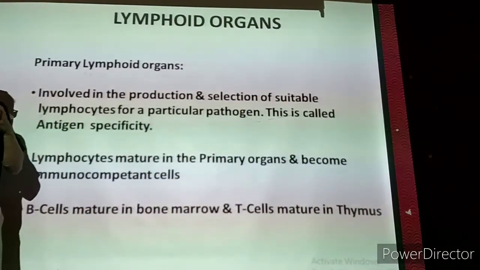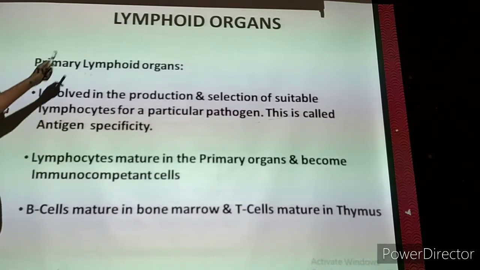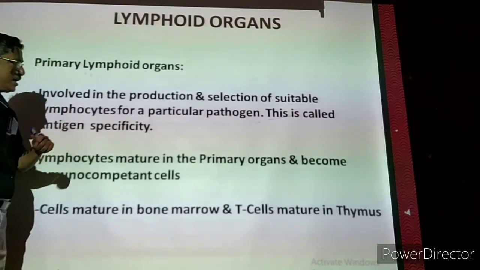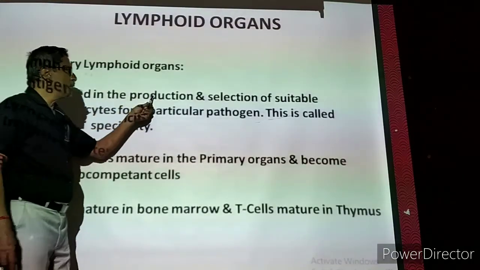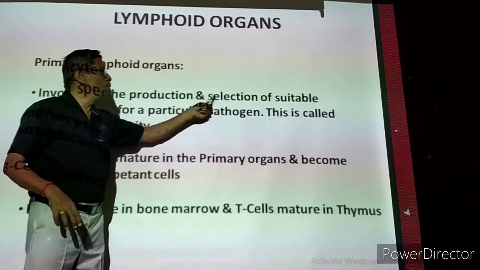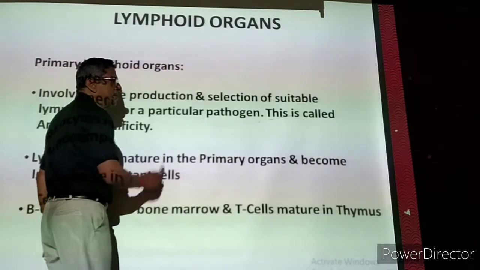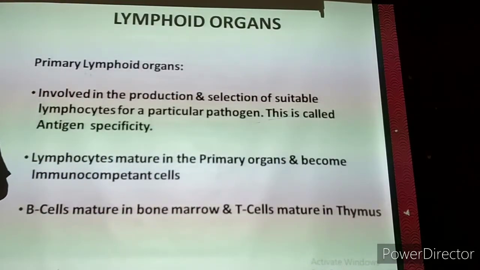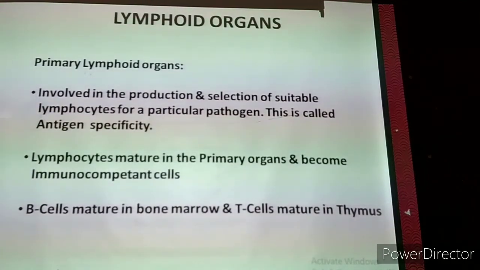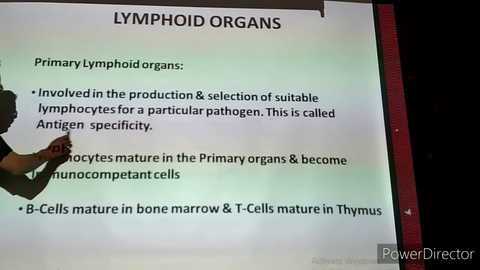For example, a typhoid causing bacteria enters into the body. Immediately, the primary lymphoid organs will induce lymphocyte production. That is called production, and among the group, those which are very, very strong, that is called selection of suitable lymphocytes for a particular pathogen. This is called antigen specificity. That means the leukocytes which are produced are meant only for that particular type of microorganism, that is, the typhoid causing bacteria. That is called antigen specificity. Antigen means foreign cells, foreign body we can say.